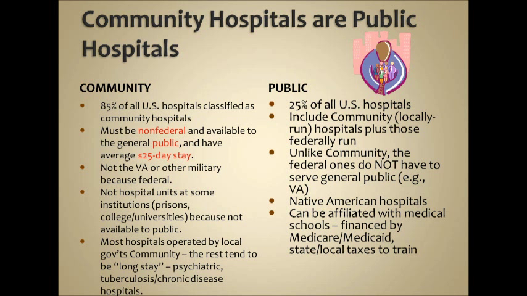On the left side of the slide, you see that 85% of all U.S. hospitals are classified as community hospitals. So this is about community. Those are non-federal, and they're available to the general public, and they have an average of less than 25-day stay. So they're not the VA or military treatment facilities. They're not hospital units in some institutions like prisons or universities, because those are not available to the public, right? And then most hospitals are operated by local governments in the community. The rest tend to be long stay, right? So psychiatric or tuberculosis, chronic disease.